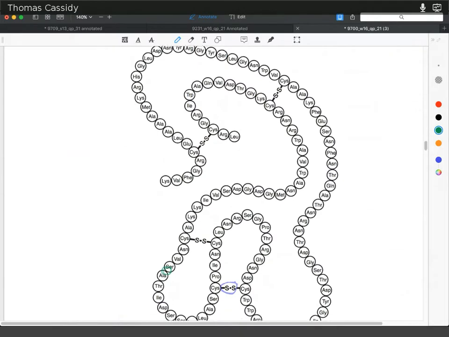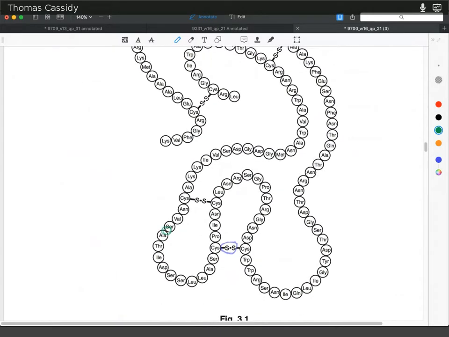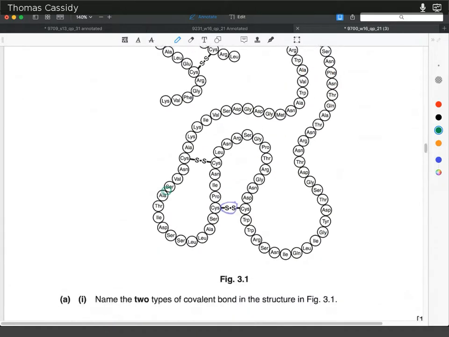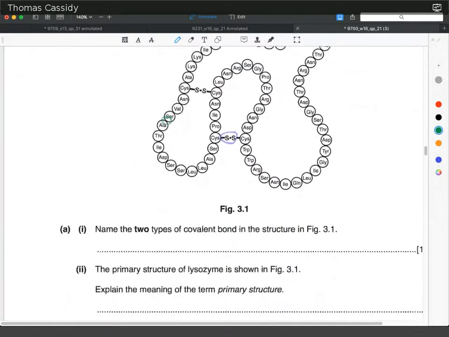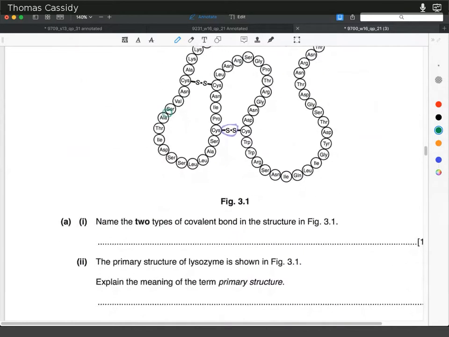So we've got disulfide bonds here, the clue being di to sulfide, which is the S there. That was the hint. And these are peptide bonds, which is the bond in the process that creates amino acid chains. So those are the two that we're looking at here.